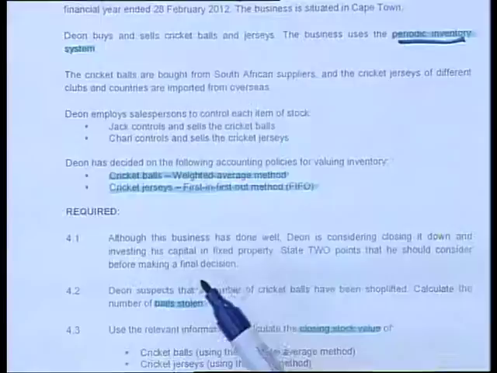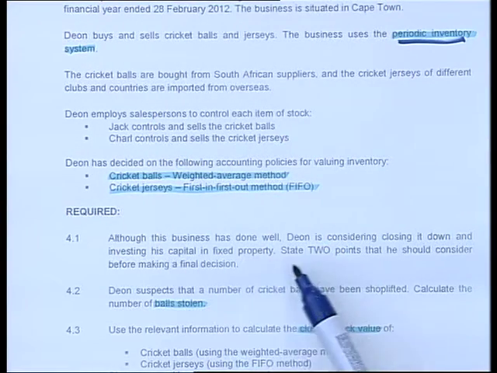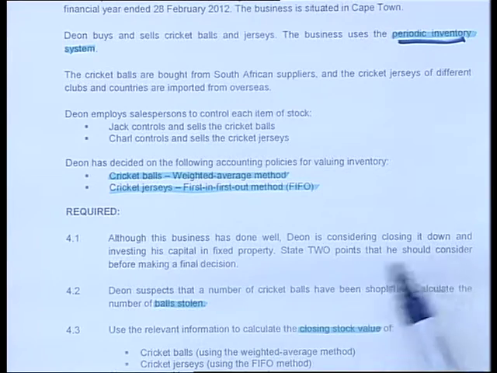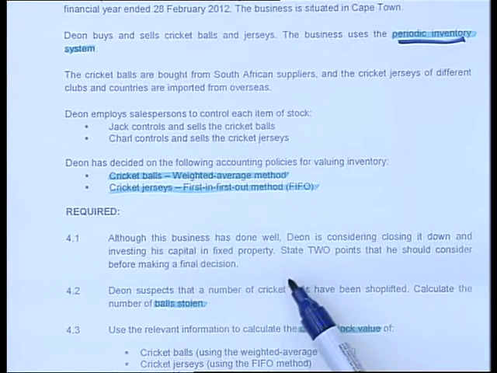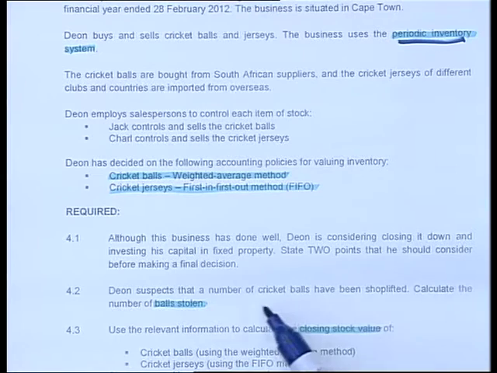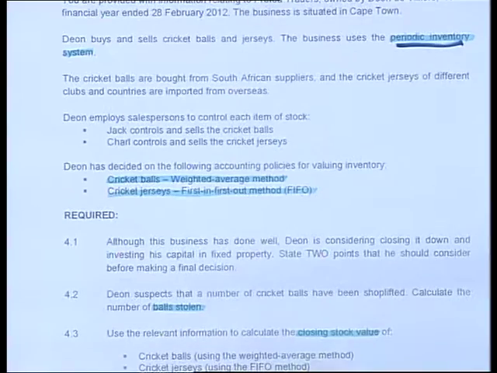Okay, so let's see. The first one says, although this business has done well, Dion is considering closing it down and investing his capital on fixed property. State 2 points that he should consider before making a final decision. Okay, now I know that you guys don't like answering questions like this, but it's very important. This is actually where you can score marks, because remember, this is an opinion that they're asking. So most of the times you will get your marks for that. So please, don't leave an open space there. Try to write something, and you will see it's so easy.